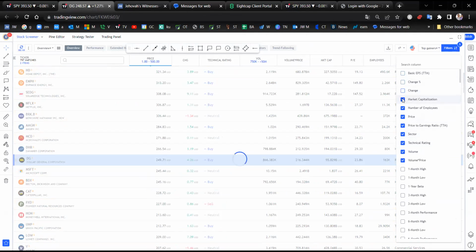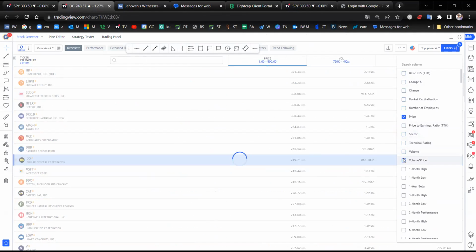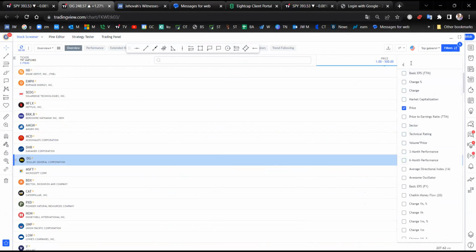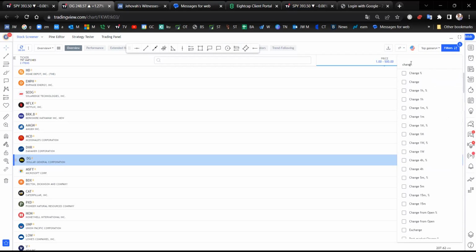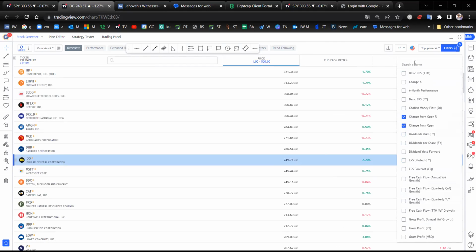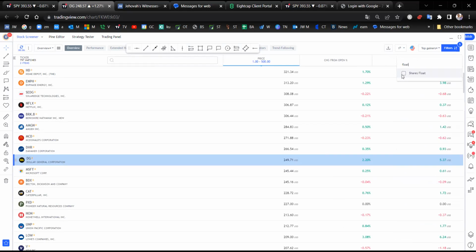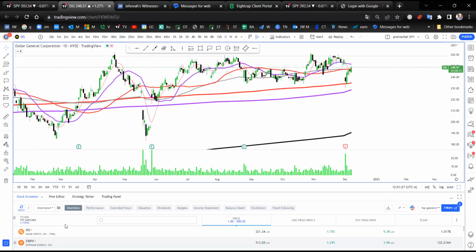So I'm going to show you the fresh setup here. You're going to take all this junk off. You don't need all of this. The only thing you want on this screen is the price, and then you're going to add the change from the open percent, change from the open dollar amount, and you want the float. Once you've got that on there, we're going to pull it back up and change over to the dollar increments.